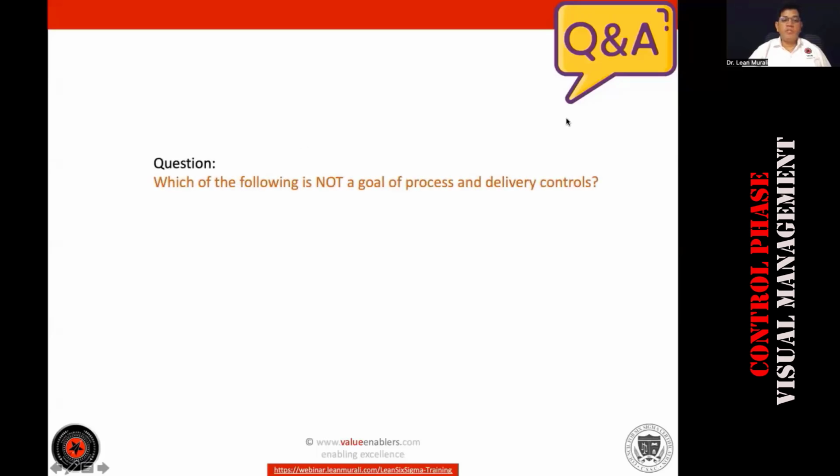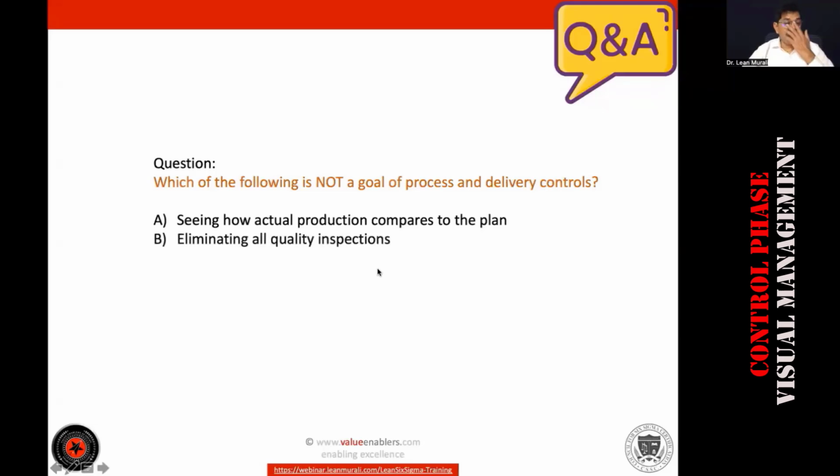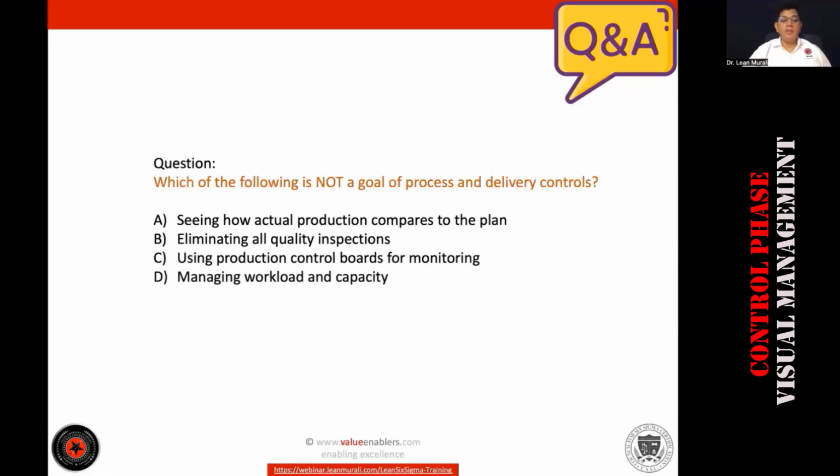The question is, which of the following is not a goal of process and delivery controls? Seeing how the actual production compares to the plan, eliminating all quality inspections, using production control boards for monitoring, and managing workload and capacity. From the earlier slide, you could answer this question, right?